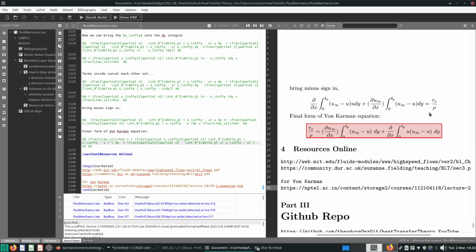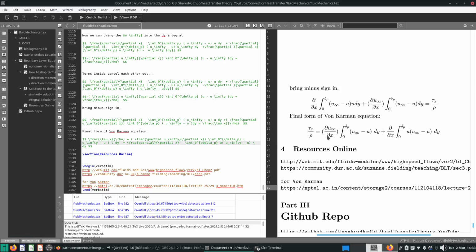Alright, you're at your final form. I'll just rearrange it to look like a standard von Karman equation form. So tau x over rho is on the left hand side. Then you have some of these terms, this del u infinity del x, and then you have this integral here. Then you have del by del x, u times u infinity minus u dy. Alright, all of this here is von Karman's boundary layer equation.